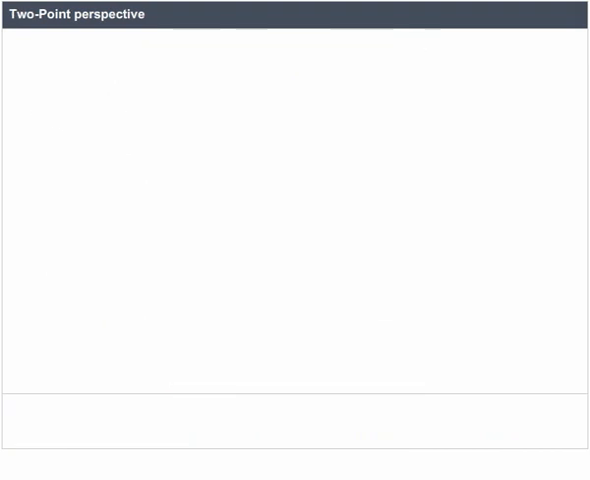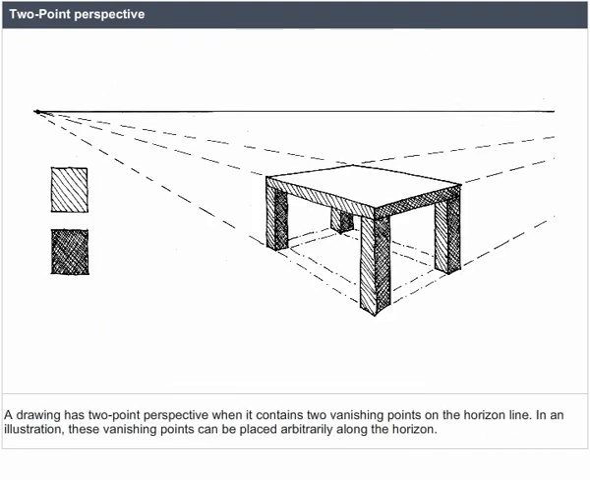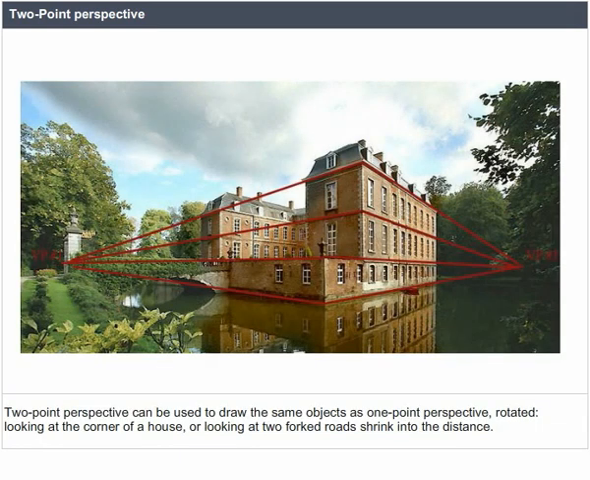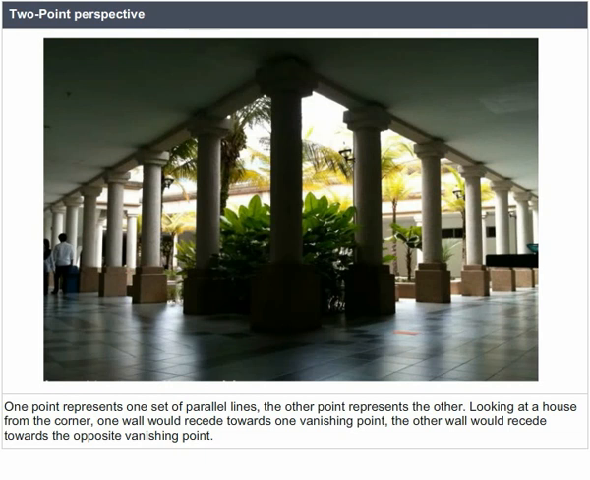Two-point perspective. A drawing has two-point perspective when it contains two vanishing points on the horizon line. In an illustration, these vanishing points can be placed arbitrarily along the horizon. Two-point perspective can be used to draw the same objects as one-point perspective, rotated. Looking at the corner of a house or looking at two forked roads shrink into the distance. One point represents one set of parallel lines. The other point represents the other. Looking at a house from the corner, one wall would recede towards one vanishing point, the other wall would recede towards the opposite vanishing point.